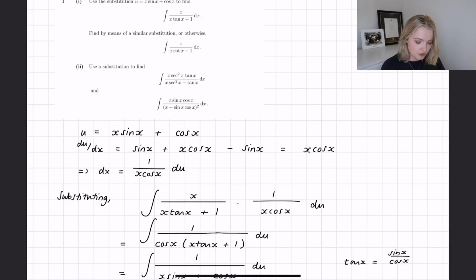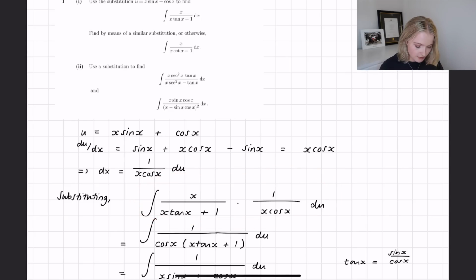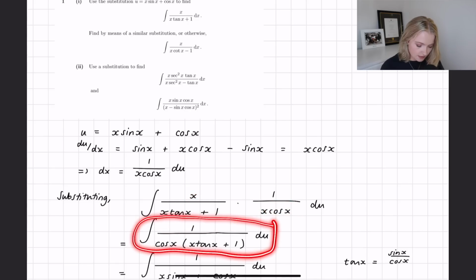Okay, so the first thing I did was substitute the dx. So we substituted dx into here, and we get this here. Doing a nice bit of rearranging, I essentially just cancelled this x with this x, and then moved the cos over to the front of here. So we get this here.